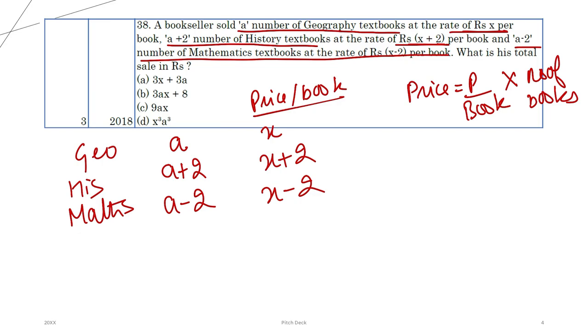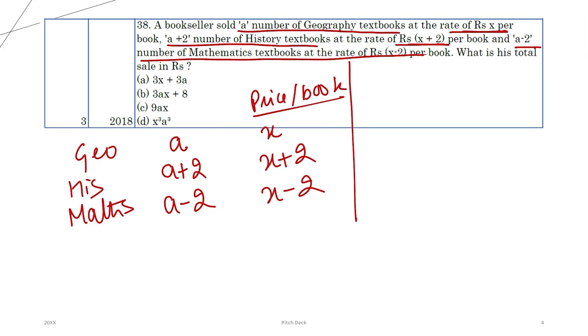So how will you get the total price here? To get the total price here, multiply the price of each book by the number of books. So the total price from here is this multiplied by this. So (a+2)(x+2), (a-2)(x-2), right?